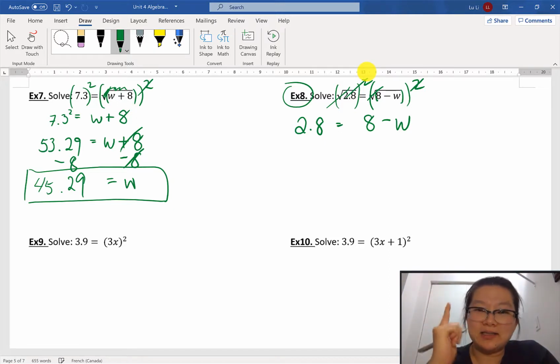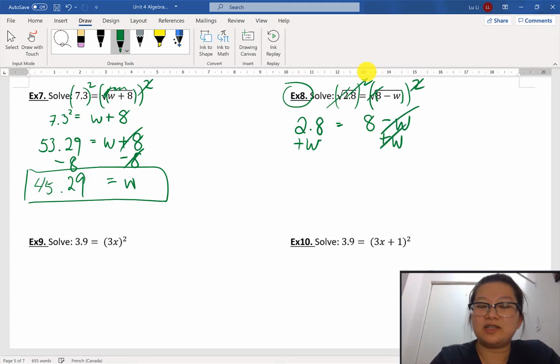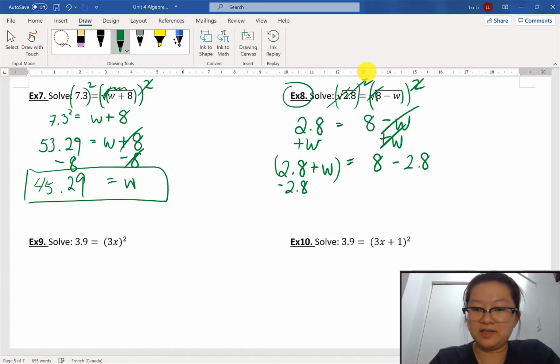So now we can isolate for our variable by peeling the onion, getting rid of the 8. But wait a minute, this w is negative. So maybe I should move it to the other side first. Okay, so I'm going to plus w, that gets rid of it. Here I get 2.8 plus w is equal to 8. Now we're going to peel the onion, okay? Getting rid of 2.8 over here, and minus 2.8 on this side. And I'm left with w is equal to 8 minus 2.8. That's going to give us 5.2.